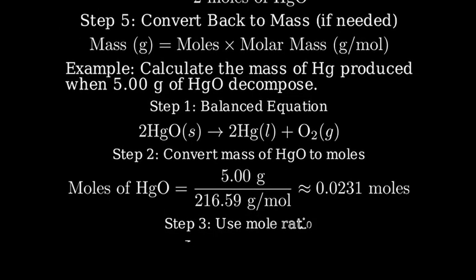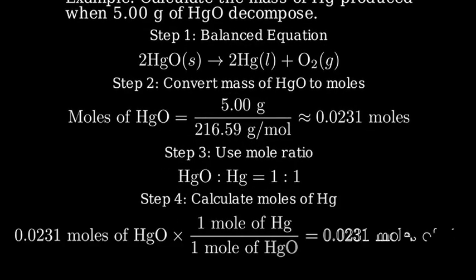Step 3. We've already determined the mole ratios. We know that the ratio of HgO to Hg is 1 to 1. Step 4. Using this ratio, we can determine that the number of moles of Hg produced is equal to the number of moles of HgO that decomposed. So we also have 0.0231 moles of Hg.